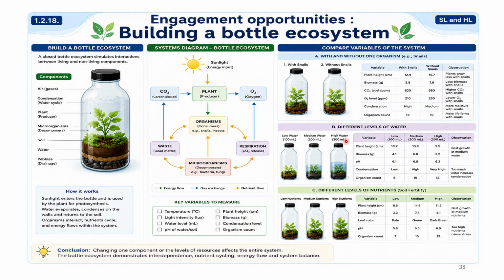Throughout the investigation, variables such as temperature, light intensity, pH, plant height, biomass, condensation, and organism numbers can be measured. This activity demonstrates the fundamental ESS concepts of interdependence, nutrient cycling, energy flow, and system balance, showing that even a small change in one component can affect the functioning of the whole ecosystem.